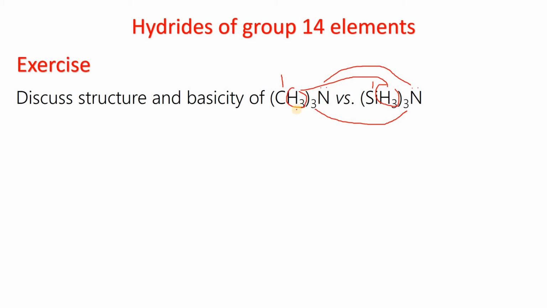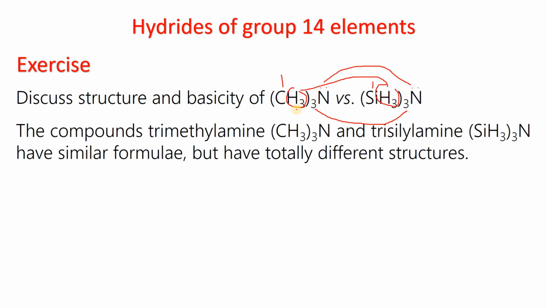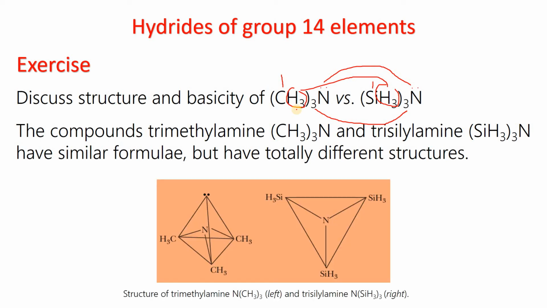But carbon and silicon are in the same family. Carbon and silicon both have the same number of valence electrons. But the structures of these two compounds are totally different and the basicity is totally different. How is it possible? The compounds trimethylamine and trisilylamine have similar formulas as we can see, but have totally different structures.